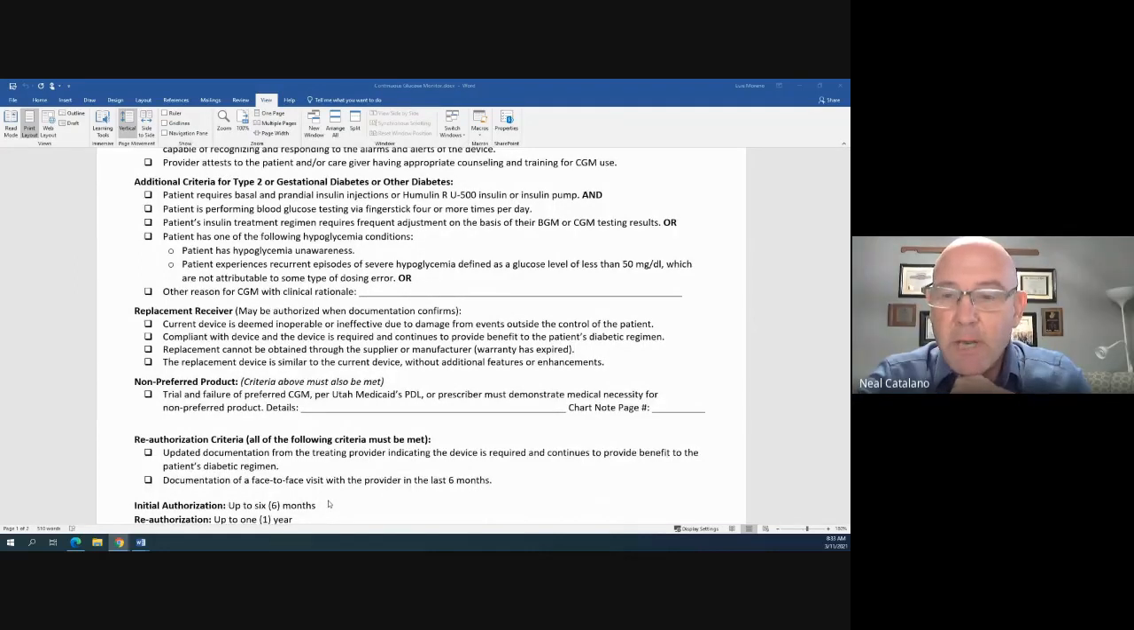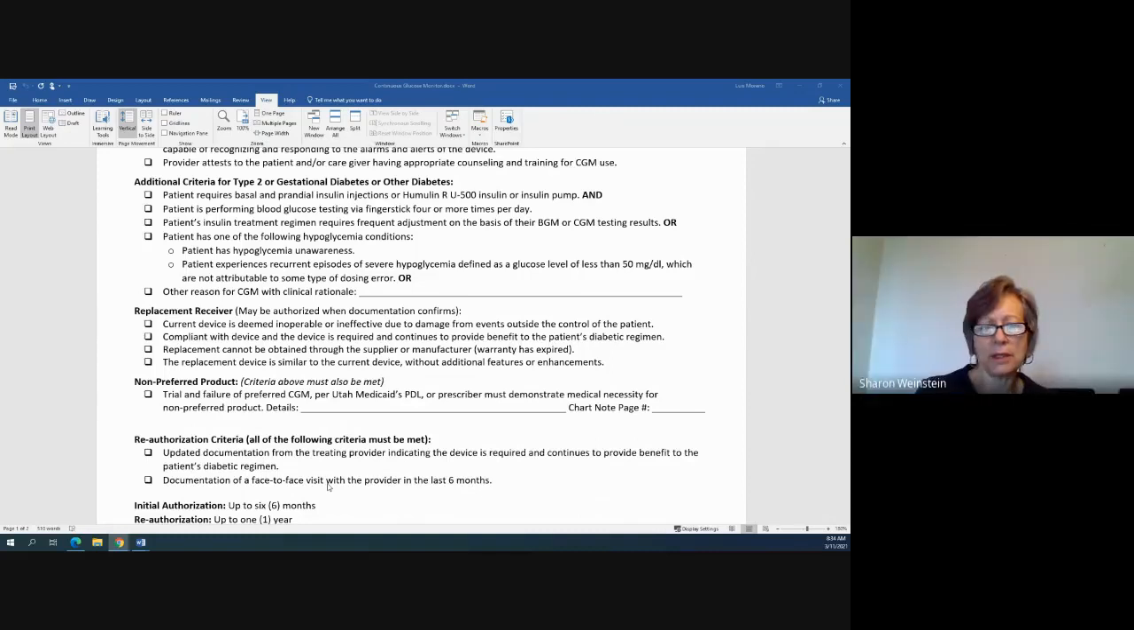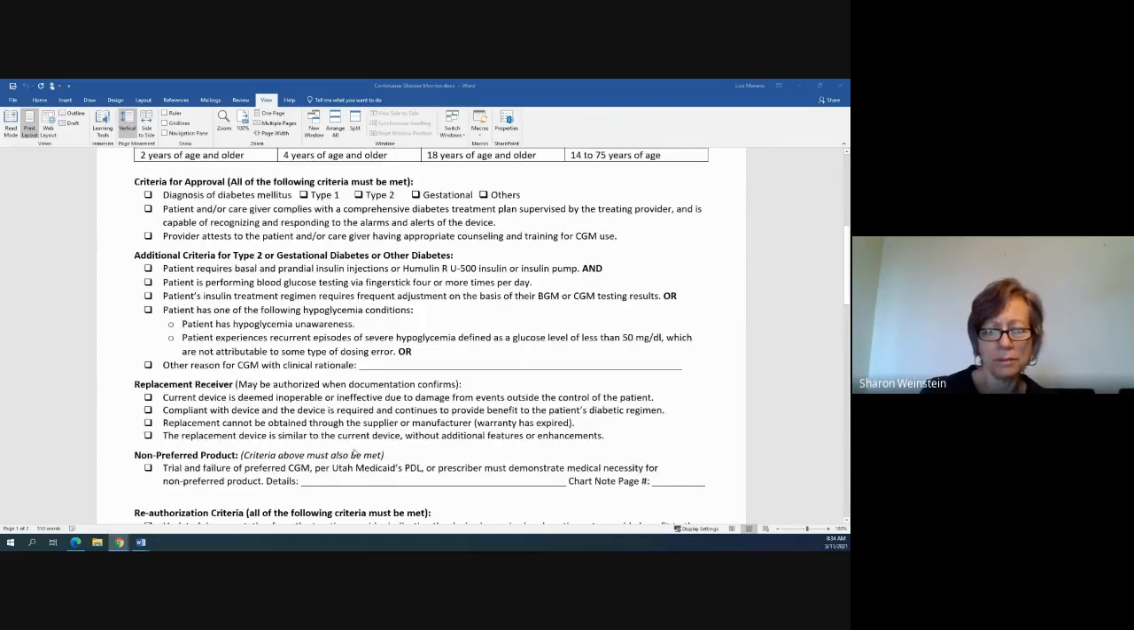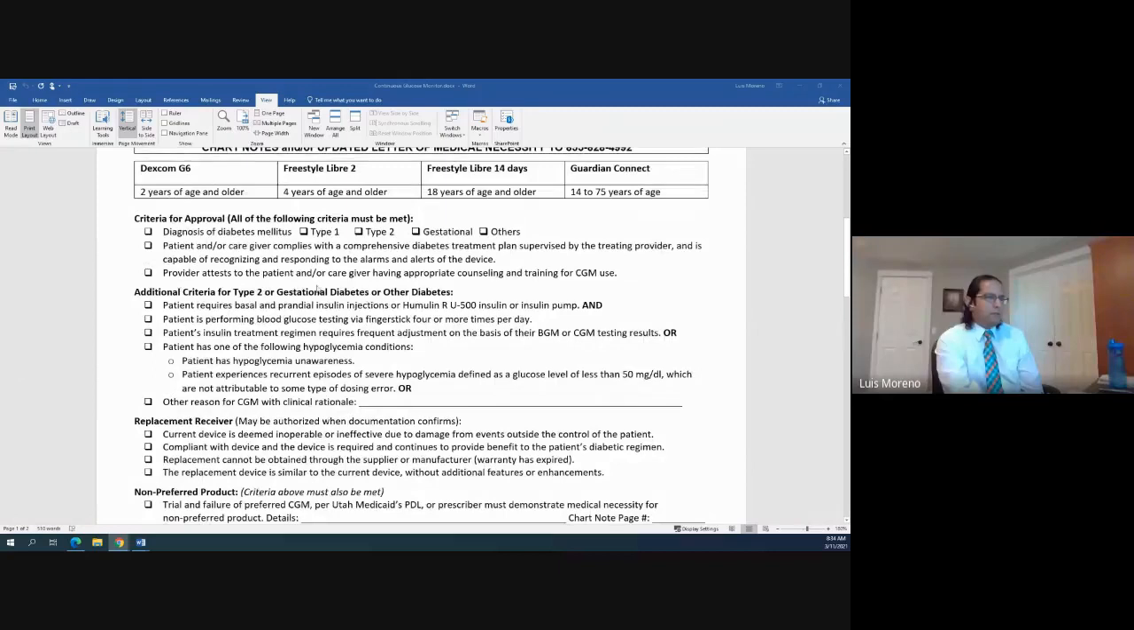Well, hopefully the team's addressing that when the patient comes in for their A1C, and when they're downloading or reviewing the CGM data. Hopefully that's being addressed, or if they're not making progress. I think that's covered under appropriate counseling and training, wouldn't you think? On that bottom line, on the first set: provider attests to the patient and/or caregiver having appropriate counseling and training for CGM use.